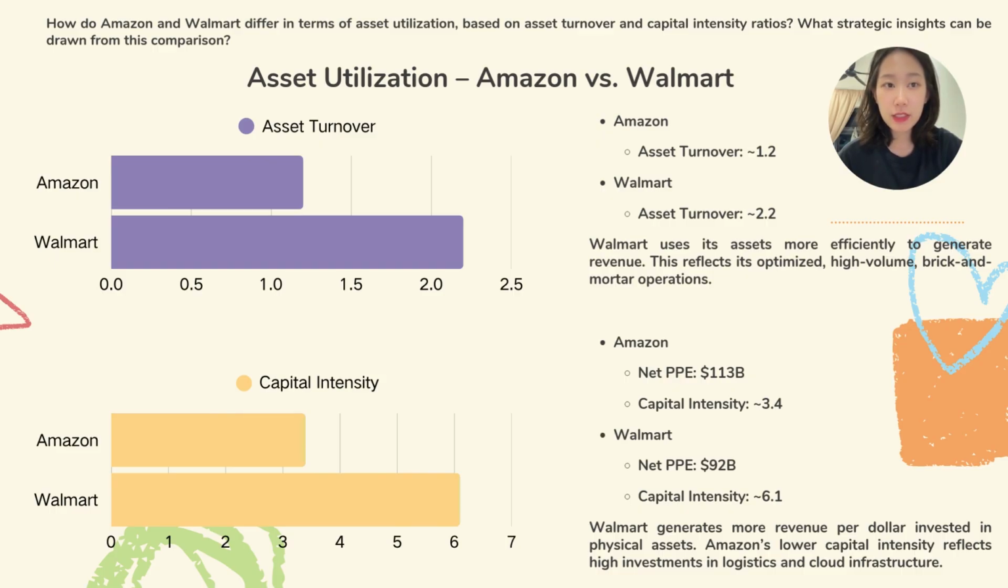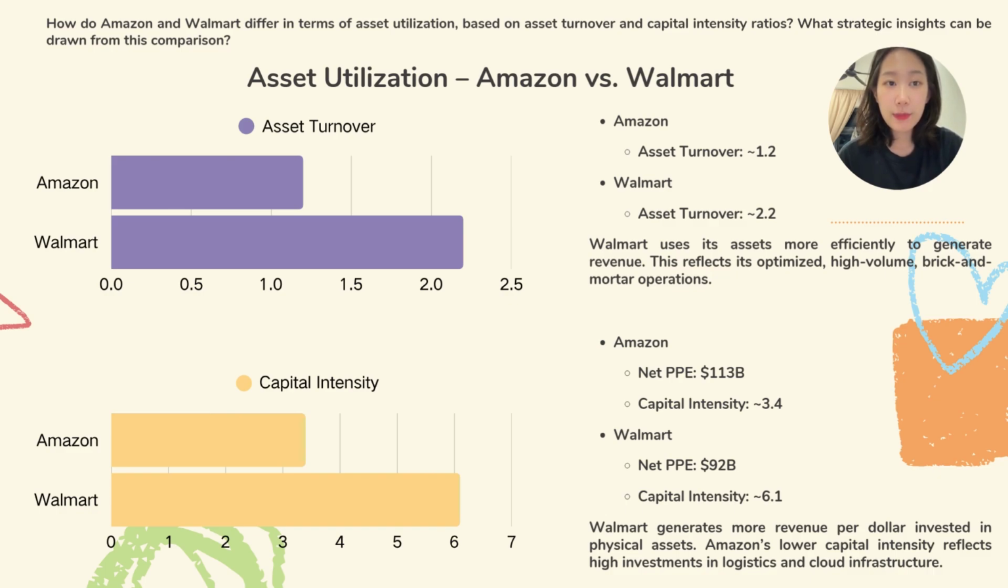So when we compare the asset turnover, the measure of how efficiently a company converts its assets into revenue, Walmart clearly leads. In fiscal 2021, Walmart reported an asset turnover ratio of approximately 2.2, while Amazon reported around 1.2. This difference tells us that every dollar Walmart invests in assets, it generates nearly double the revenue Amazon does. This efficiency is largely due to Walmart's streamlined high-volume brick-and-mortar model. Their physical stores move inventory quickly and operate at scale.